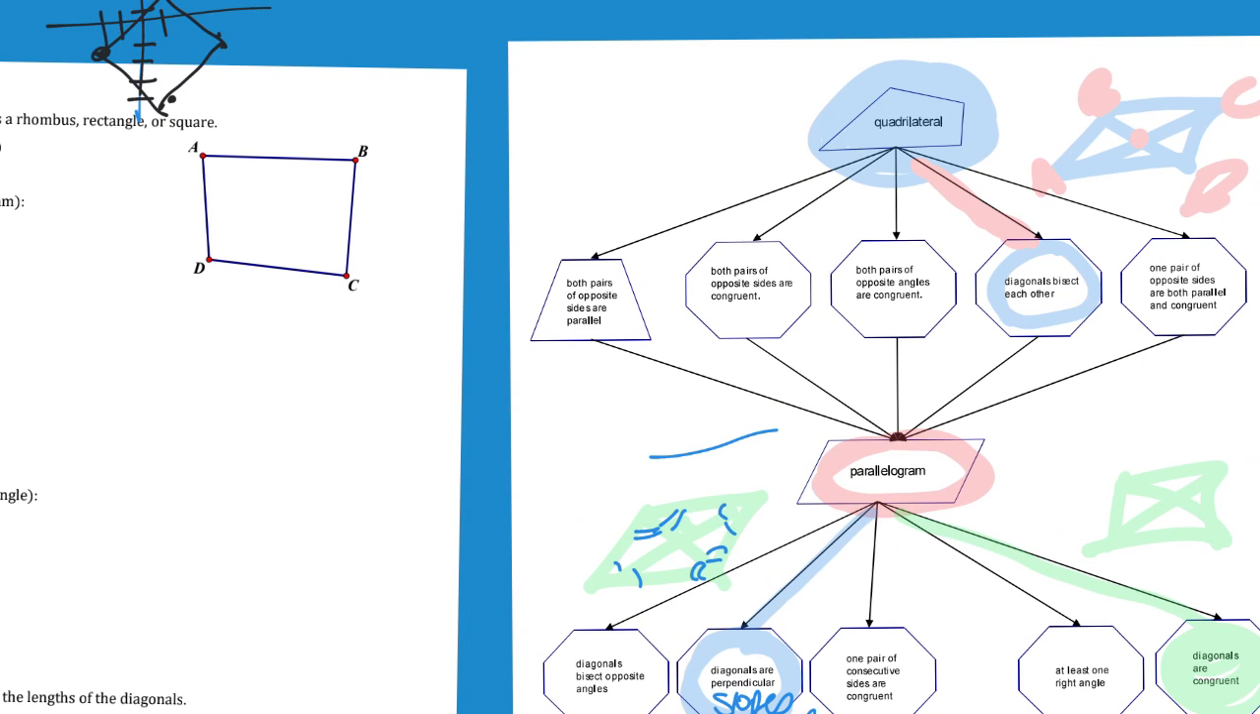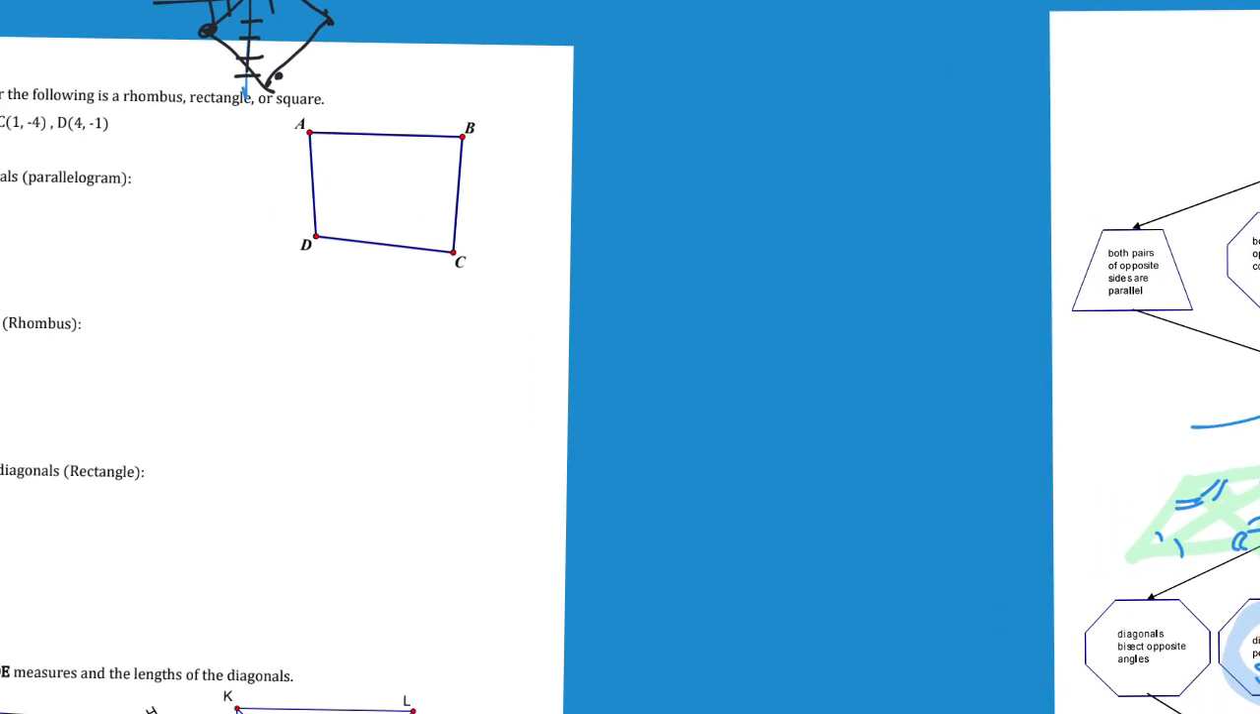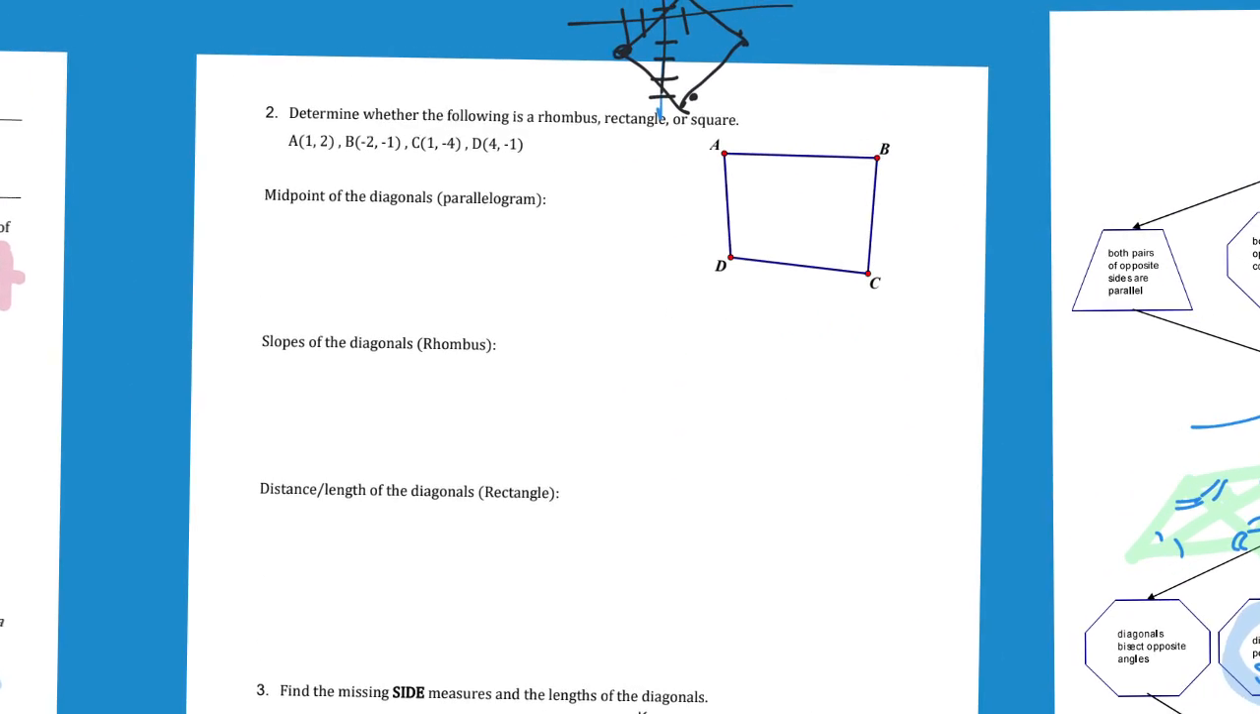The easiest way with points is to say, do the diagonals bisect each other? Can you find their midpoints and see if they have a common midpoint where the two diagonals bisect each other? Okay, so that's the fastest way to show, hey, do I have a parallelogram?